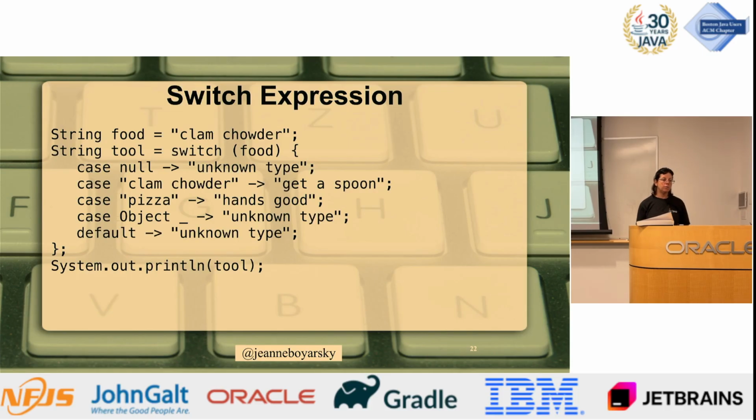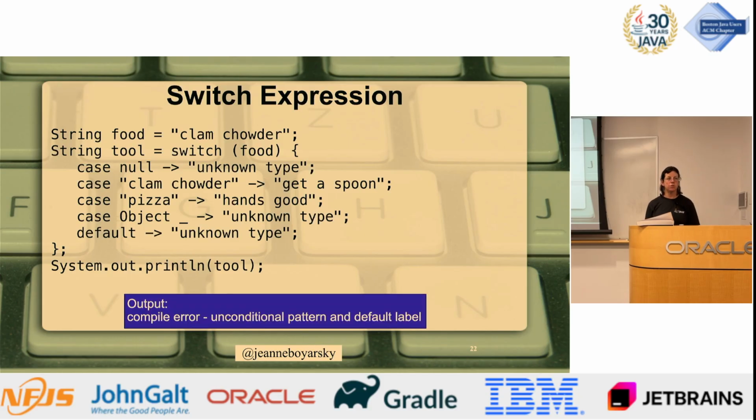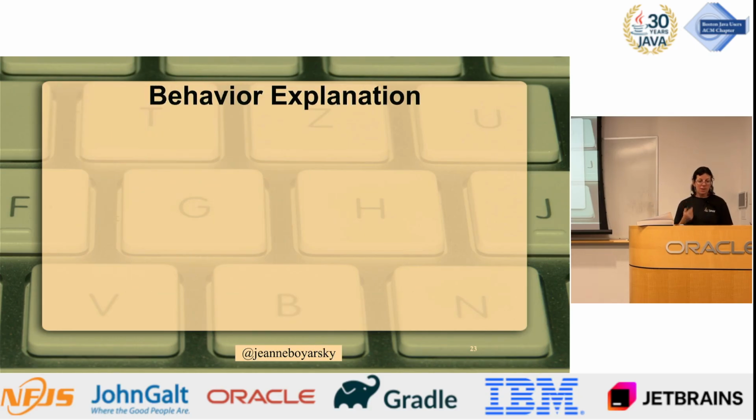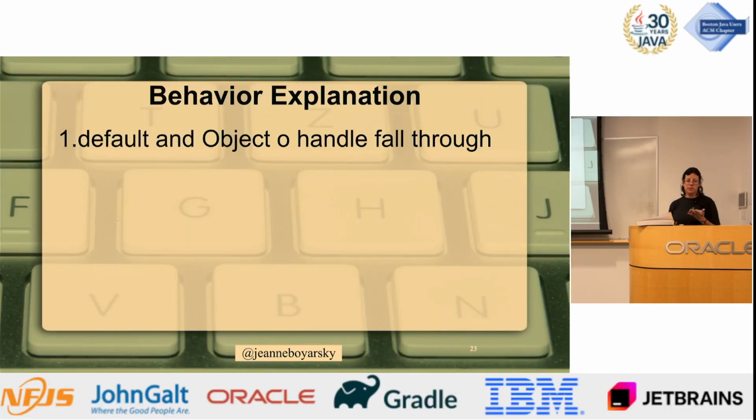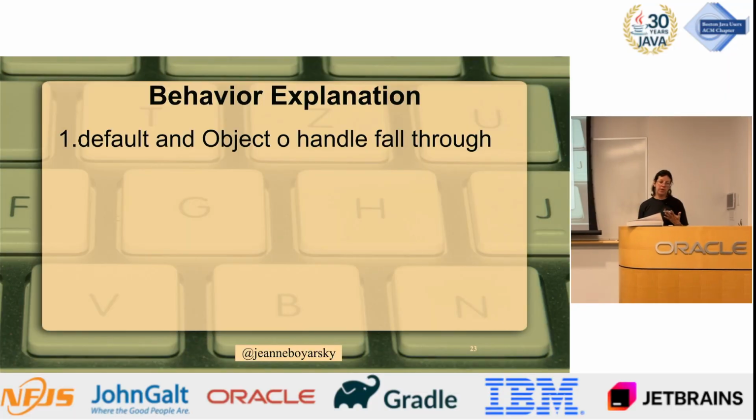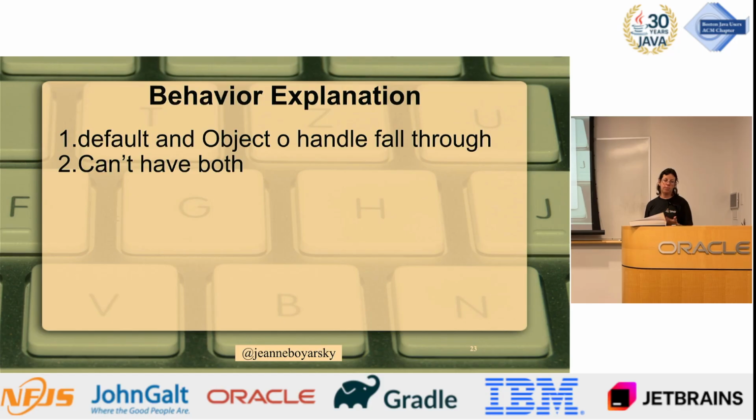No, you would not get a null pointer because case Object null is an object. Think of this as an instanceof. So if I do null instanceof Object, it returns true. Good question, though. That's pretty obscure. Okay, so what happened here? Default and Object both handle the fall through. You can't have both because that wouldn't tell Java what was going on.